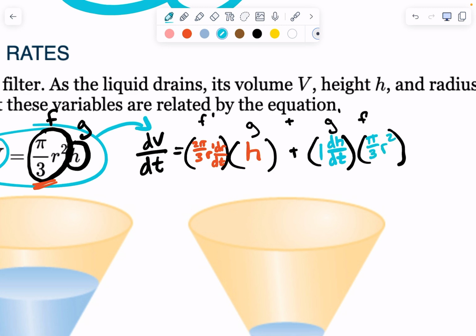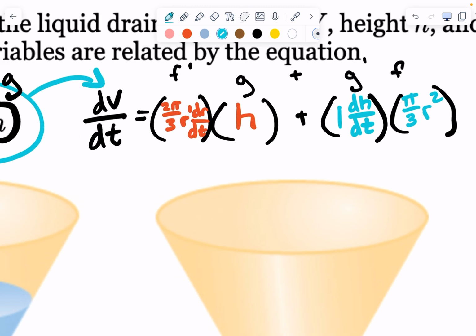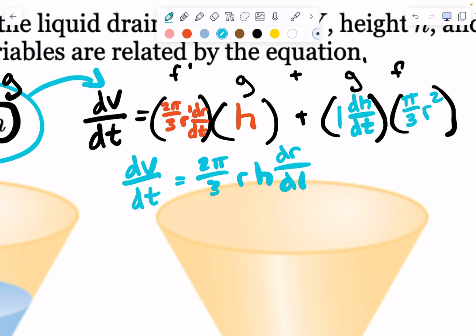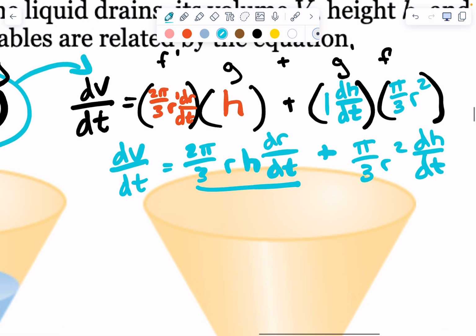So let's fix this a little bit, and then we'll outline what these things mean, right? So dV/dt is just by itself, right? dV/dt equals, let's fix this thing. You want to move some variables around? Take an h out for 2 pi over 3 r h dr/dt. I'm just going to put the r and the h together, right? But that's one chunk, right? Plus pi over 3 r squared dh/dt.